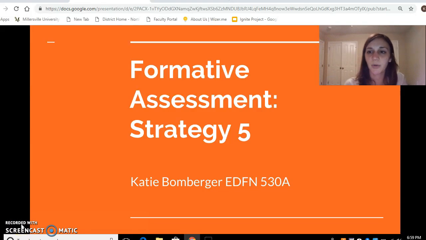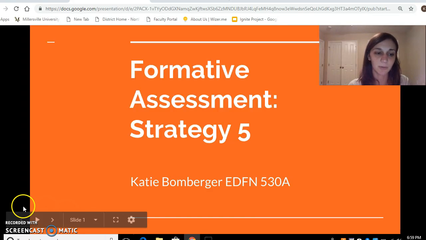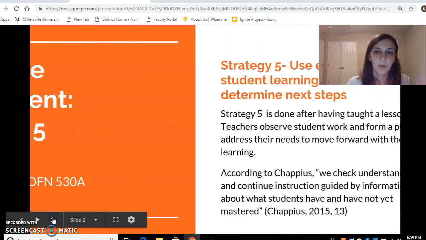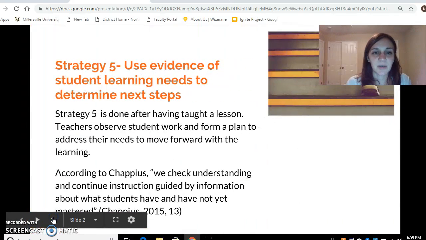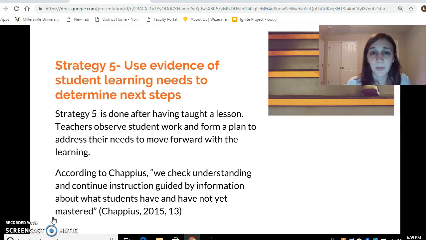Hi, this is Katie Bomberger, and I'm going to talk to you today about formative assessment, and I'm going to be discussing primarily strategy number 5 today with you. Strategy number 5 uses evidence of student learning to determine what steps we need to take next.